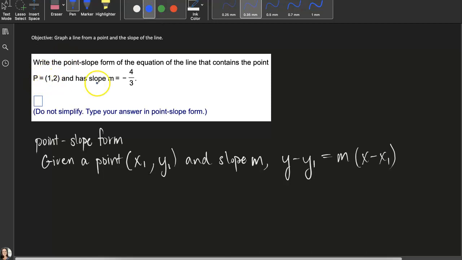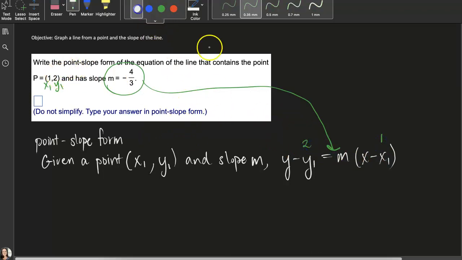So next, I'm going to identify from what I have given, what can I substitute here into my point-slope form. Obviously, I have slope. That one's a pretty straightforward one, right? It's going to come over here. Here is x1. Here is y1. So x1 being the value 1, y1 being the value 2. And I can just start to substitute these things in here. I have y minus 2 equals the slope, -4/3, times x minus 1.